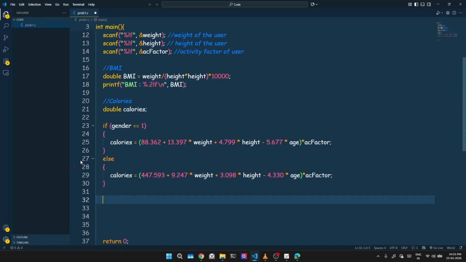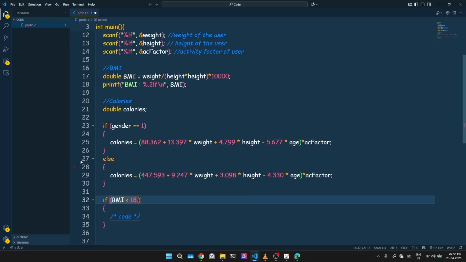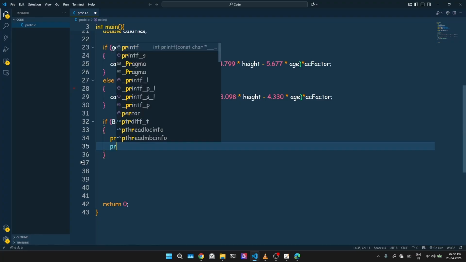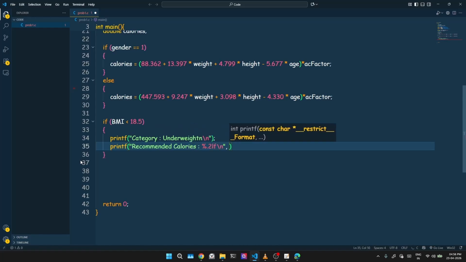Next, we need to make the categories based on the BMI. So we'll write an if condition. If BMI is less than 18.5, then category is underweight. So printf category is underweight backslash n, and we need to write the recommended calories. So printf recommended calories is %.2lf backslash n. So here we will write the calories plus 300.